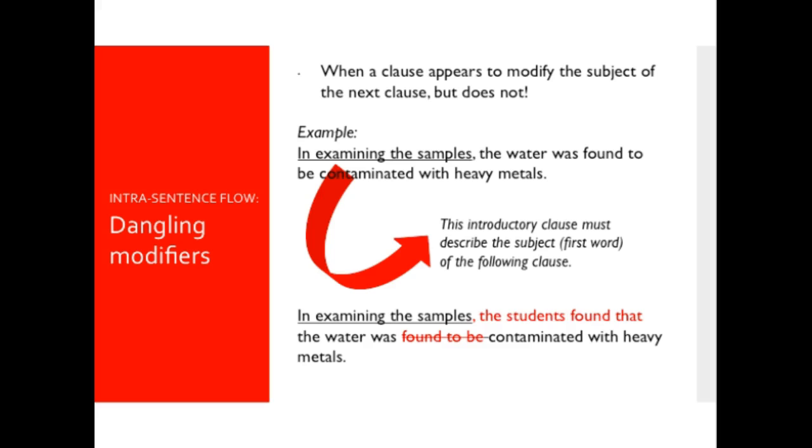And so we've actually also transformed this sentence from a passive sentence, the water was found to be, so the subject is not active, to an active sentence. The students are actors now, and they are actively finding that the water is contaminated. So it also improves your writing when you fix this grammatical mistake.